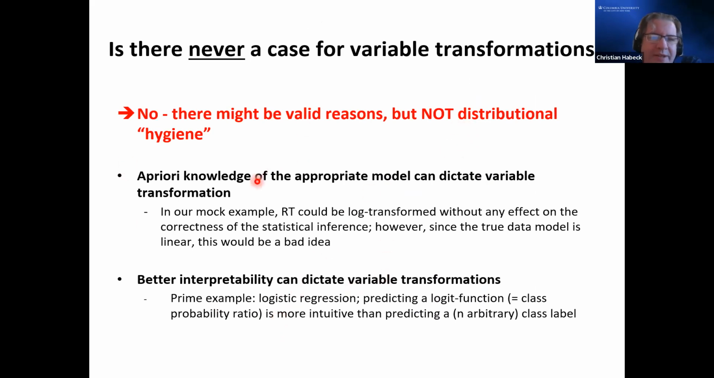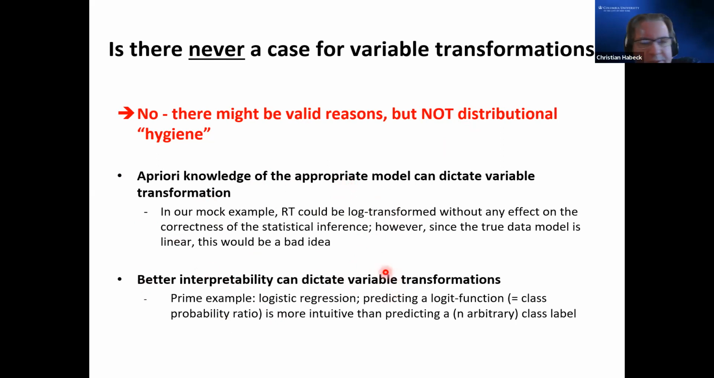You might know the right data model, right? In the Sternberg example that I gave, I could log transform everything, that would still work, but it would be the wrong model because we know there's a linear dependence on reaction time, right? So if we know the a priori model, then that information should be used.